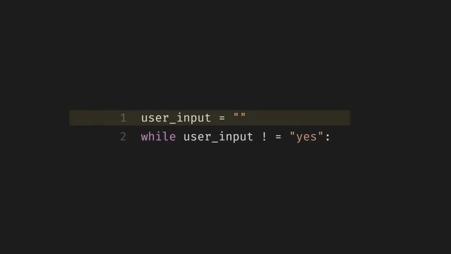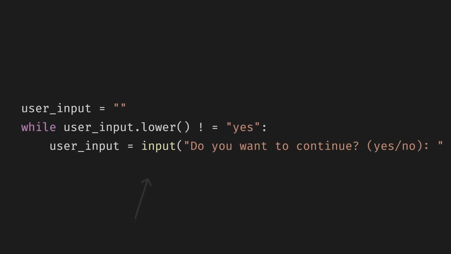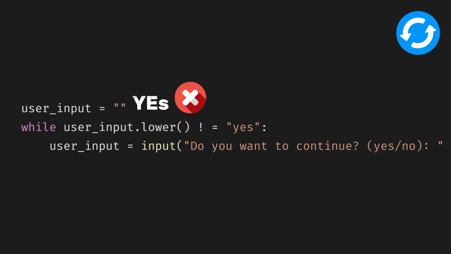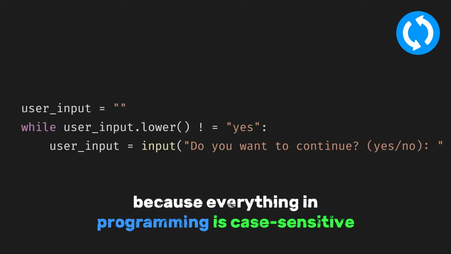But how do we get the user's input? We'll use another built-in function in Python called input. Here, the loop will keep asking the user until they type yes. It won't stop if they type Yes or YES, because everything in programming is case sensitive.